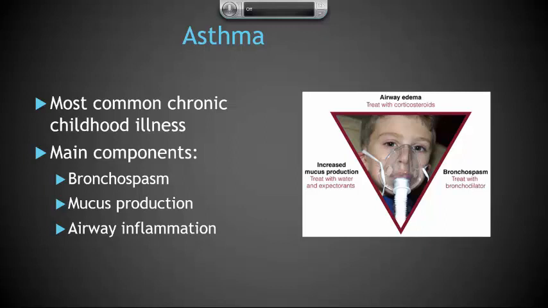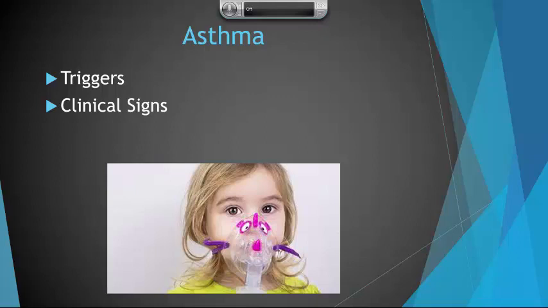As obstruction becomes more severe, the following will occur: air trapping, inadequate ventilation, worsening of hypoxemia, and hypoventilation with respiratory acidosis, and in this case, respiratory failure becomes imminent. Triggers for an asthma attack include upper respiratory infection, environmental allergies, exposure to cold, changes in the weather, and secondhand smoke. Clinical signs include frequent cough, wheezing, and more general signs of respiratory distress.